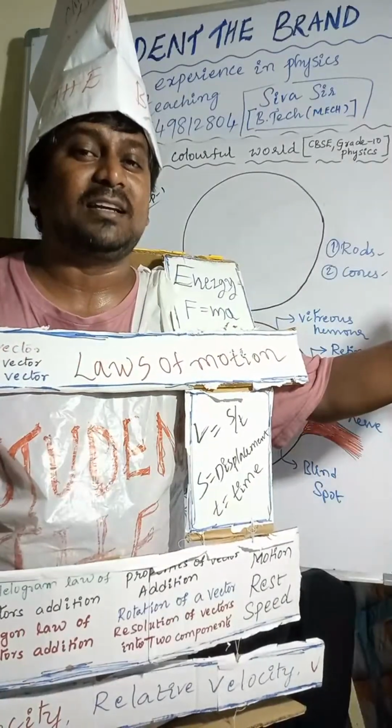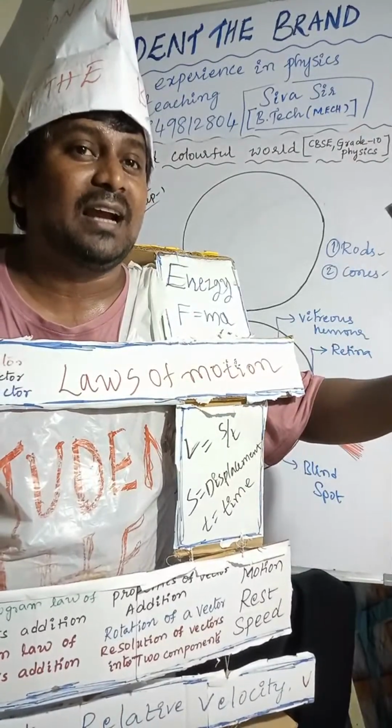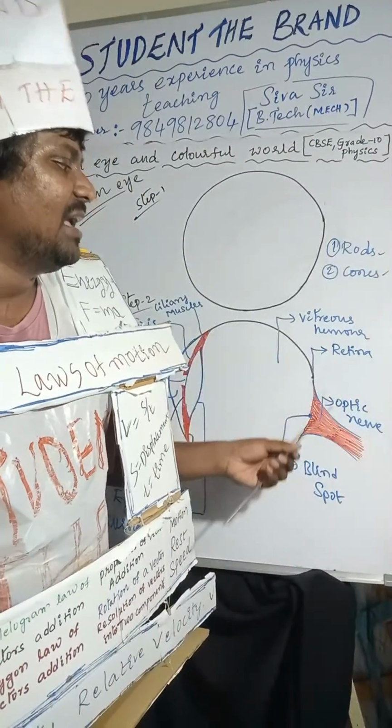What type of image will form at the retina? Real, inverted and enlarged image.